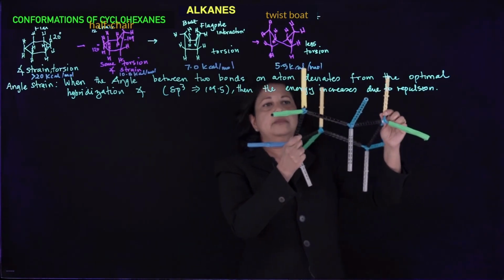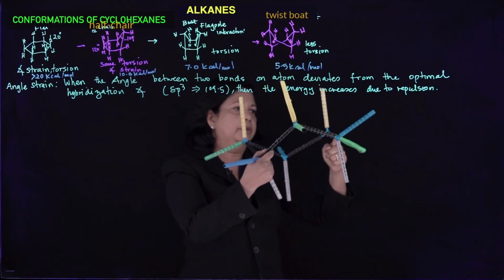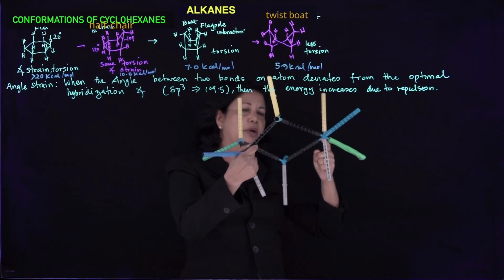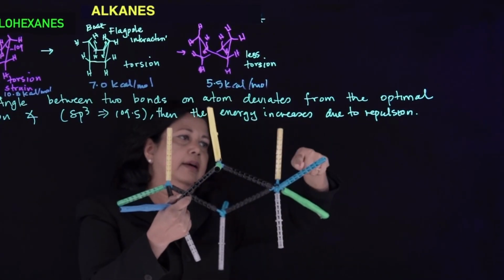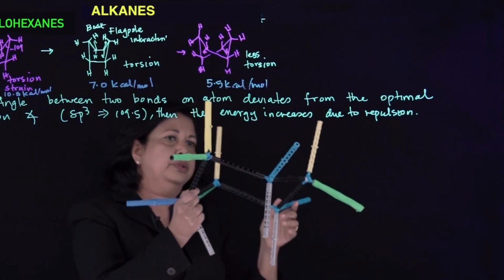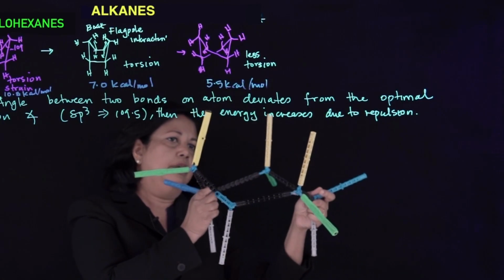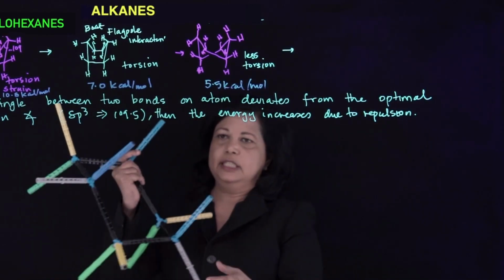Why is it best? Because every time, just look at over here, when I keep rotating, see if you can see any bonds that are parallel. Look at this, that's completely away from each other, 60-degree angle. Okay, no torsion. Over here, no torsion. All right, so let's look at how we can draw this 6-membered ring.